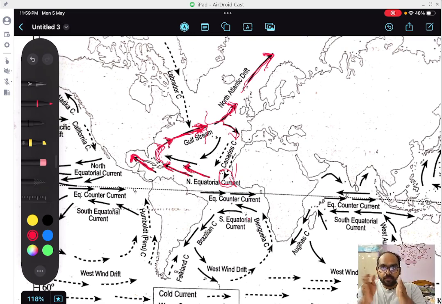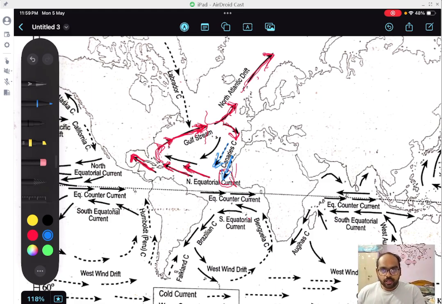Warm in the sense it is comparatively warm. Compared to the surrounding sea at Iceland and Greenland, it is warmer in nature. So we will depict the North Atlantic Drift as a warm ocean current. Another branch moving towards the south, along France and Spain, is a cold ocean current called the Canary current. Why is it cold in nature?